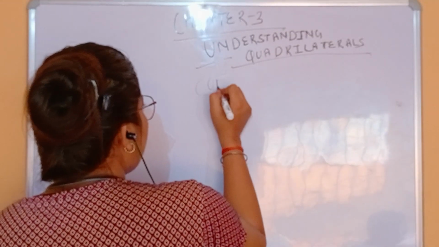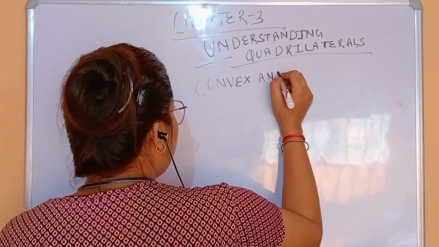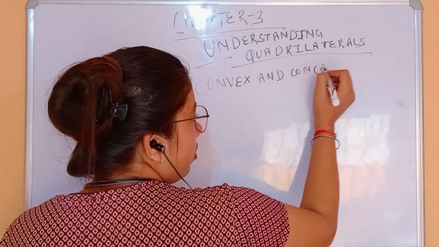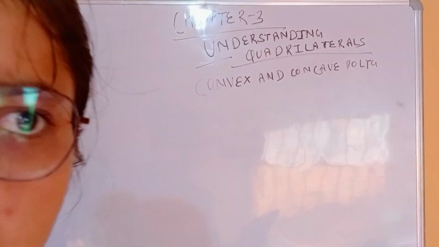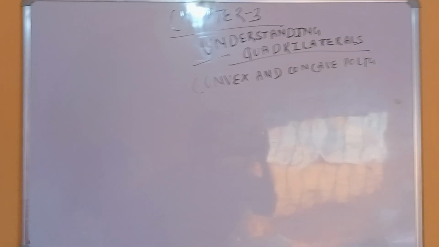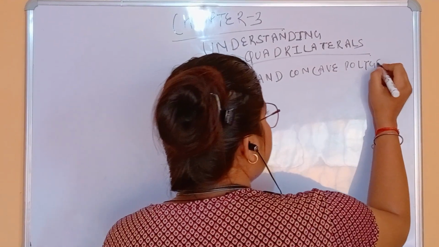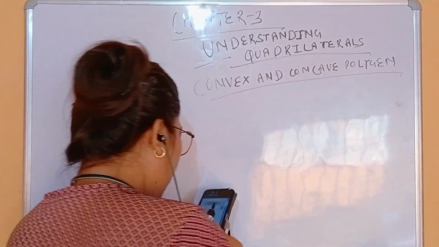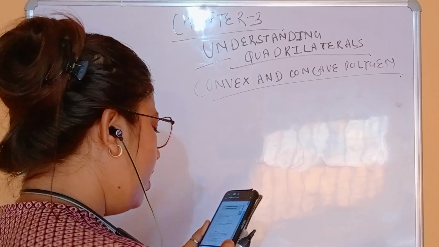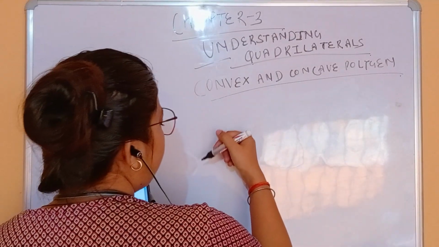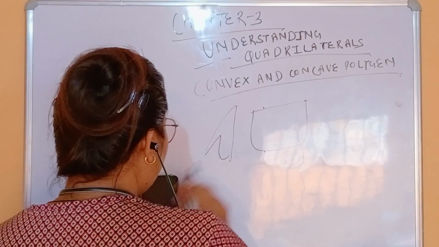Convex and concave polygon. So here it is written: a simple closed curve made up of only line segments is called a polygon. It says a simple closed figure, any figure that is closed, so we can easily say it is a polygon. Okay, like this, this portion is closed here.